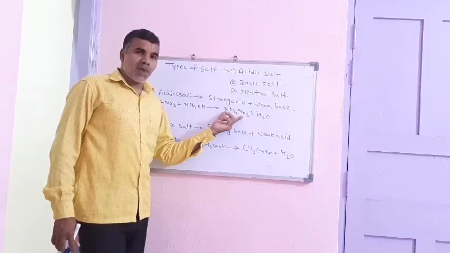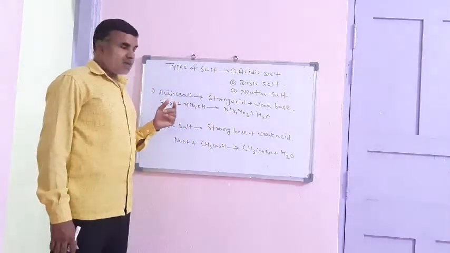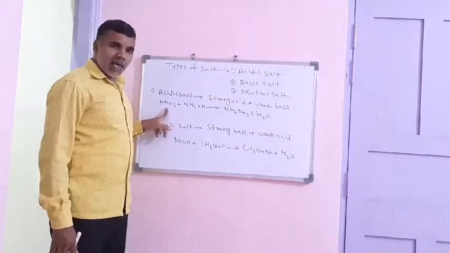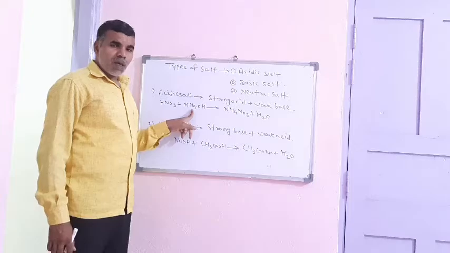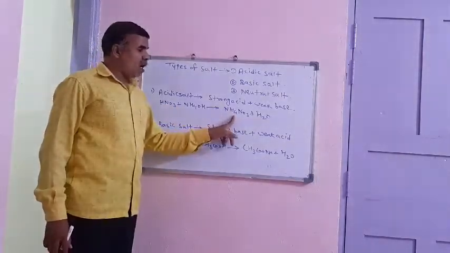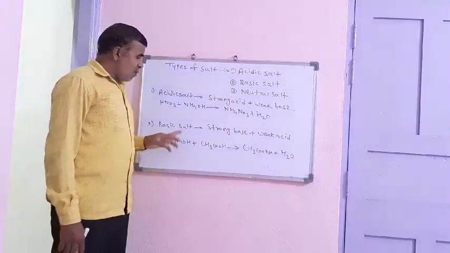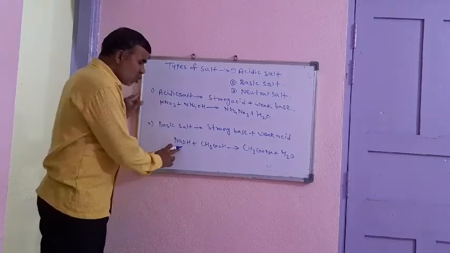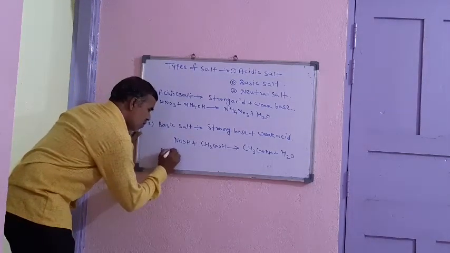Acidic salt is formed by the reaction between strong acid and weak base. HNO3 means nitric acid, NH4OH, ammonium hydroxide. Nitric acid reacted with ammonium hydroxide, we get ammonium nitrate and water. It is an acidic salt. Basic salt, sodium hydroxide. NaOH means sodium hydroxide.